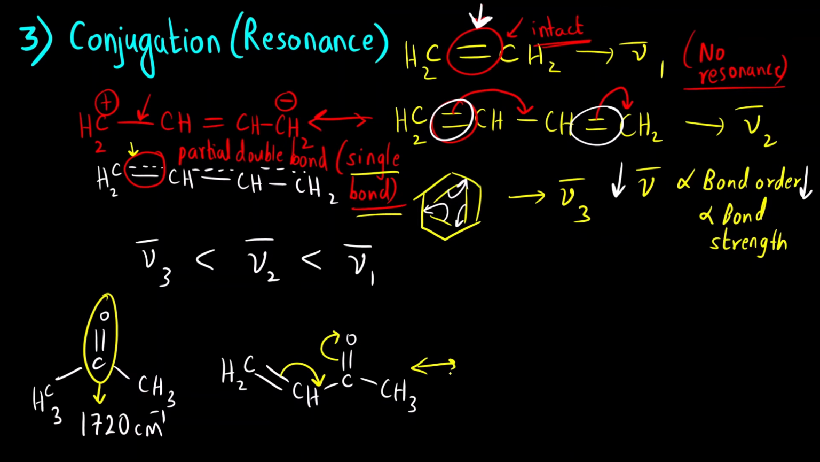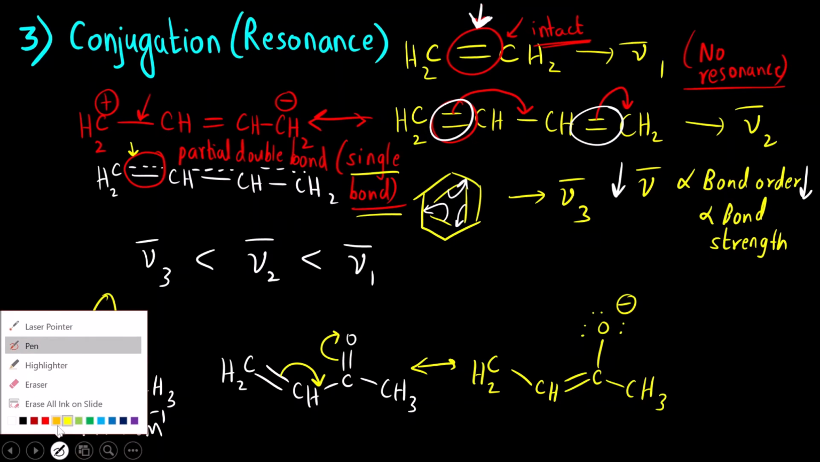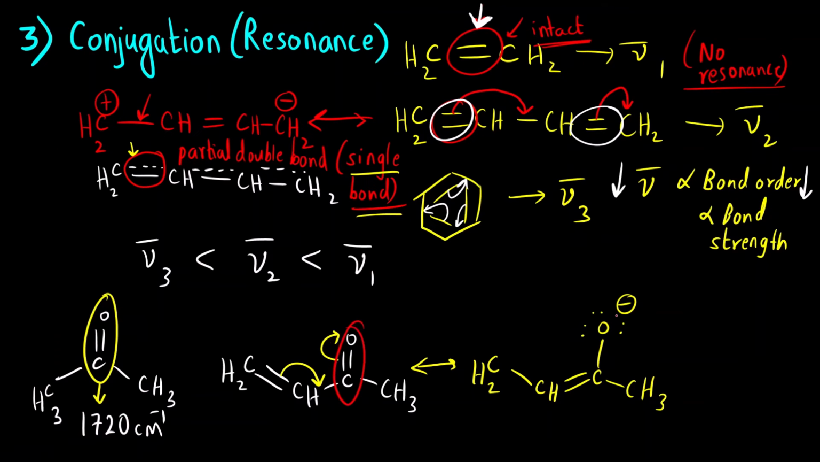So if I draw the resonance, you will see CH2 double bond has now become single bond, CH double bond CO minus with 3 lone pairs, and CH3. So you can see carbonyl stretching frequency has changed from a double bond to a carbon oxygen single bond, that is, bond order is decreased, so stretching frequency will also decrease. This was another example of conjugation where the electrons are being donated.